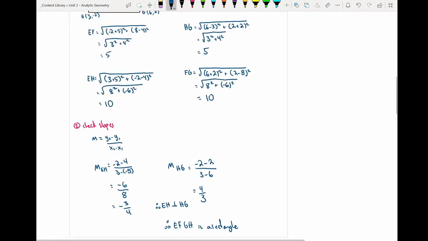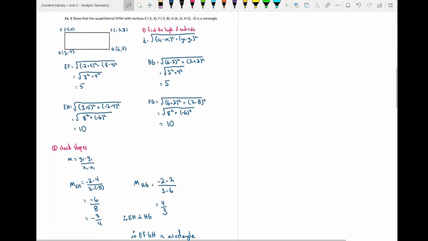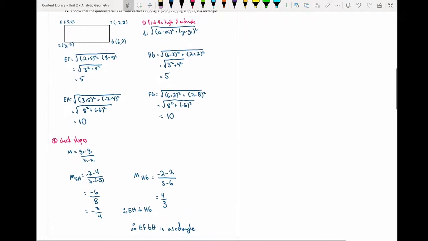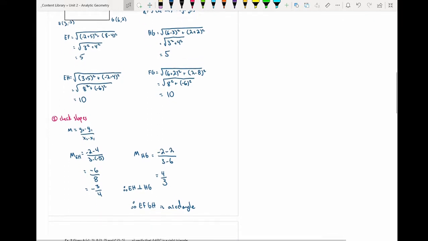So by finding the side lengths of my shape and then checking the slopes to see if they're perpendicular, I've determined that this shape formed with the vertices E, F, G, and H with the points given in the question is indeed a rectangle.